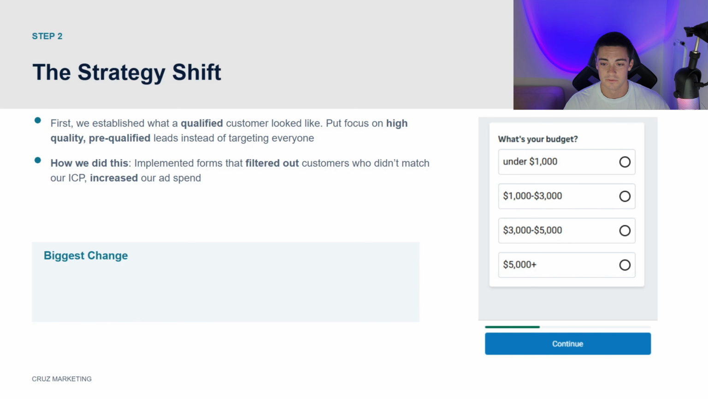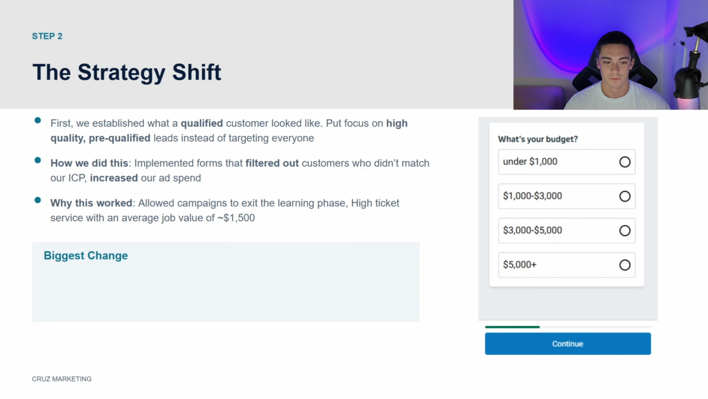This business owner specifically did not want to do any jobs under $1,000, so if someone filled out the form and they put that, we just filtered them out and didn't even contact them, and noted Meta not to optimize for those same leads. Why this worked.